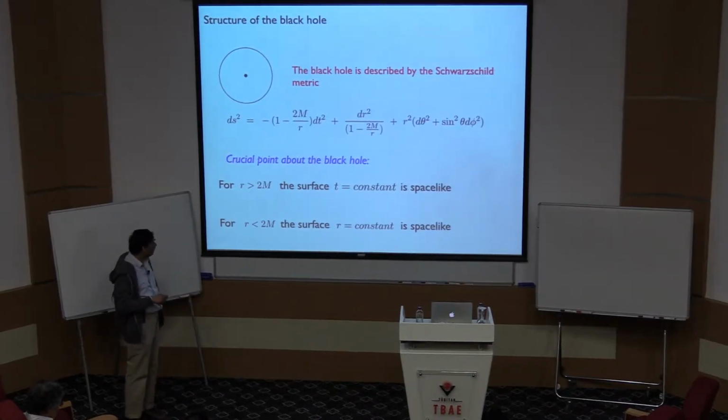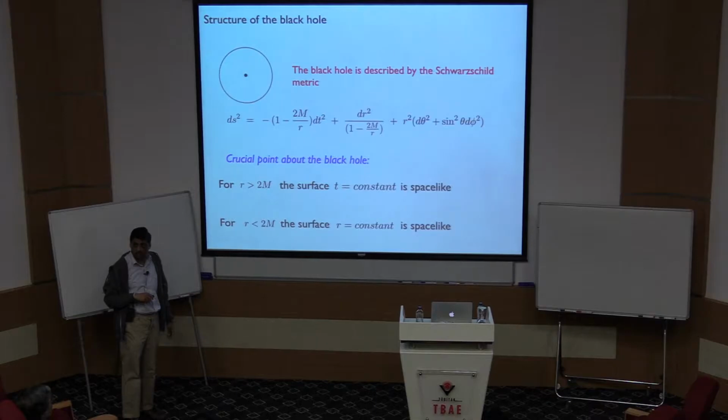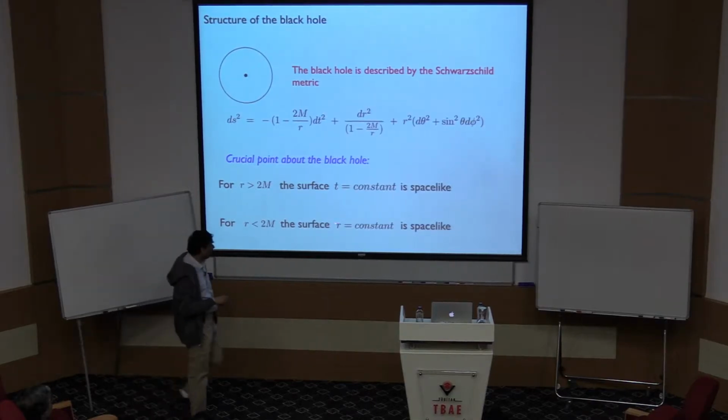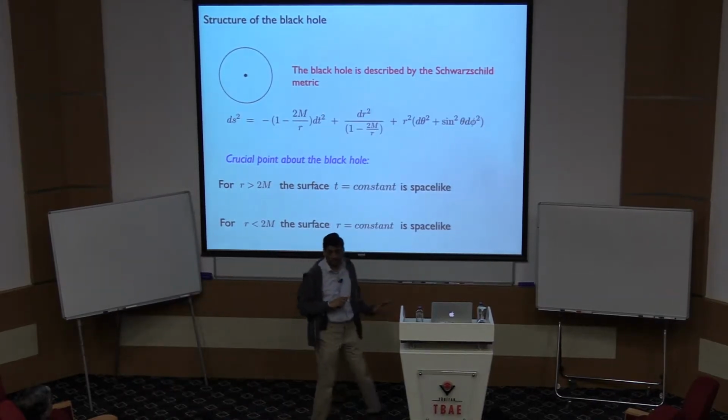But let's see what happens for r less than 2m. For r less than 2m, this number is actually negative, and so dt square has a positive coefficient, and the dr square has a negative coefficient. So now you can see the time component is behaving like a space direction, and the r component is behaving like a time direction. So inside the black hole, for r less than 2m, a space-like surface is now going to be given by r equal to constant. So all the physics of the black hole actually comes from this one observation.